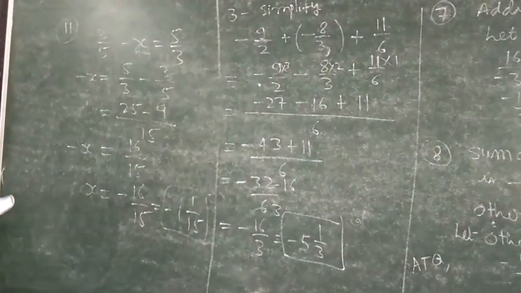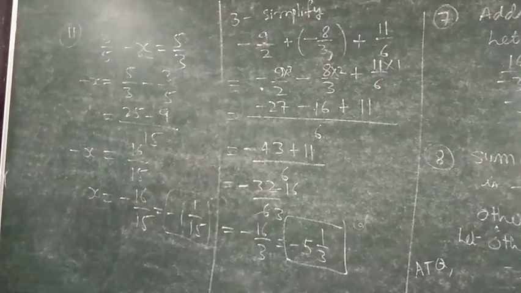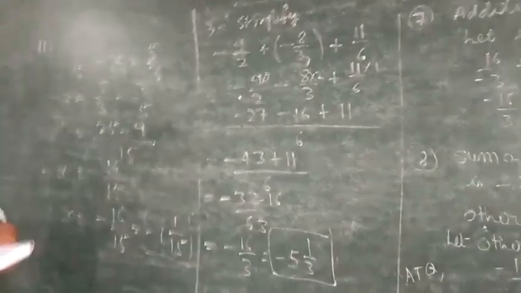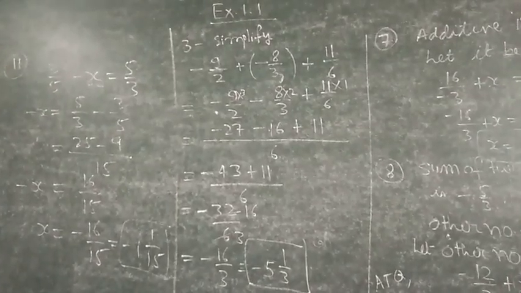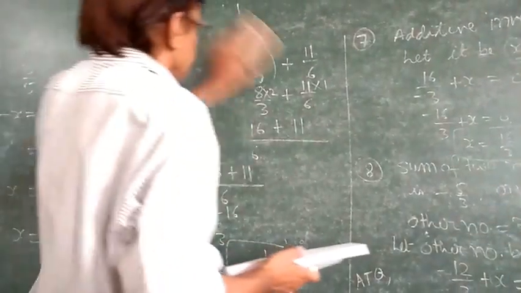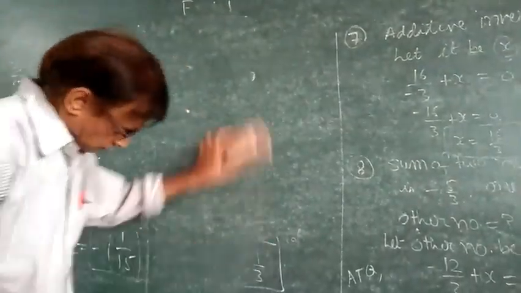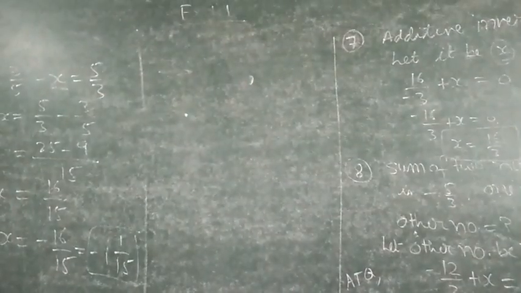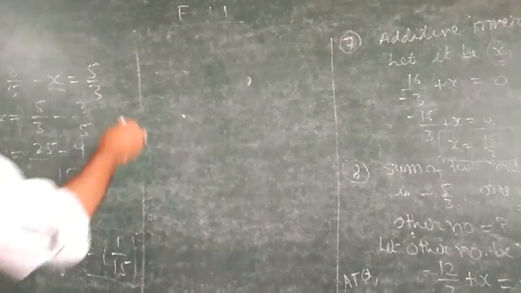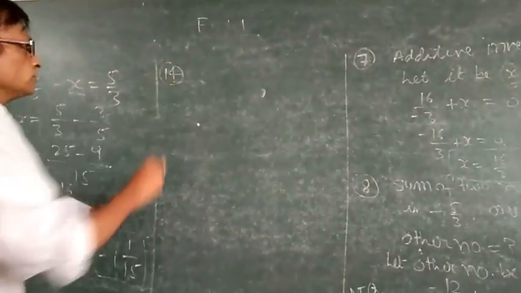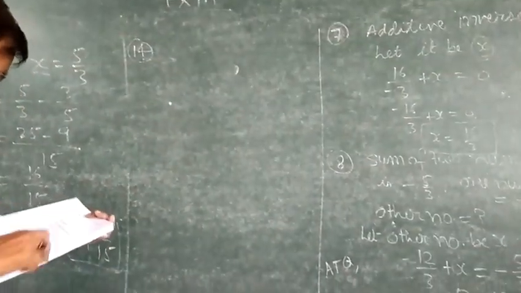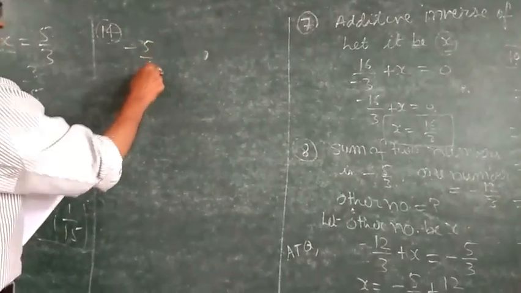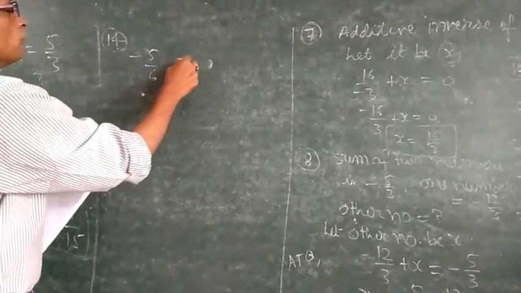And for the 12th question, what should be subtracted from this number to get this, you can do yourself. Question number 14 now, which is a different question. Question number 14 of exercise 1.1. Subtract the sum of minus 5 upon 6 and 4 upon 5.